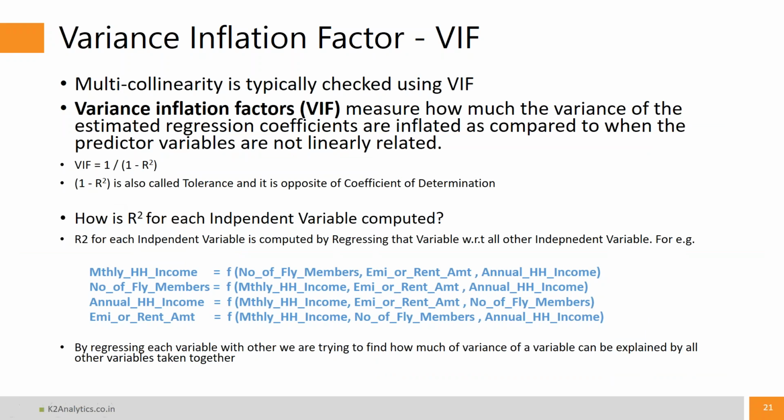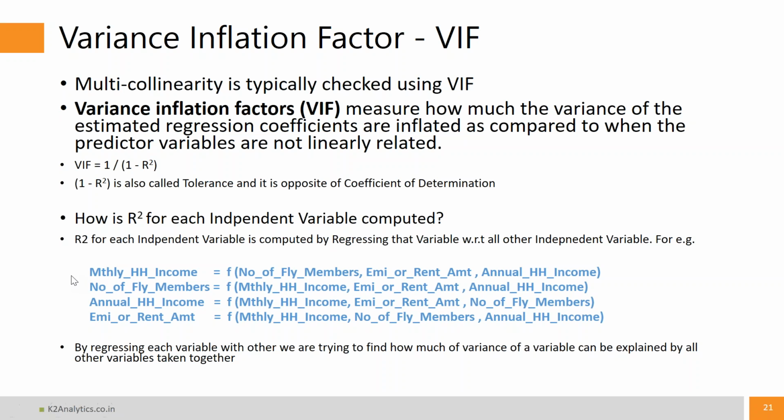VIF measures how much the variance of the estimated regression coefficients are inflated as compared to when the variables that we are passing for the regression would not have been correlated. So the VIF formula is VIF is equal to 1 divided by 1 minus R squared. Here R squared is not the R squared of the model. Here R squared is the R squared of each independent variable. And how is this R squared calculated?